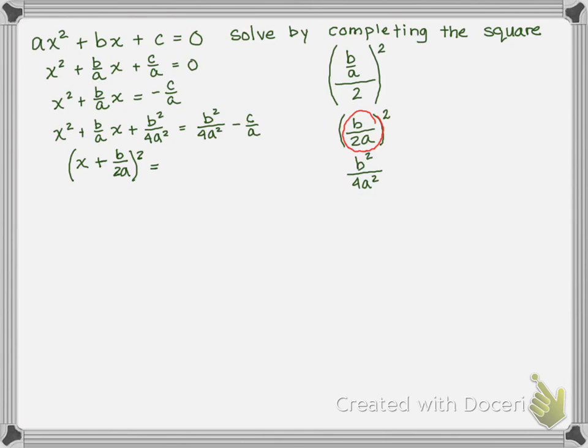And then over on the right side, I'm going to get common denominators so I can add those. So I'm going to multiply by 4a over 4a so that both fractions have a denominator of 4a squared. So b squared minus 4ac over 4a squared.